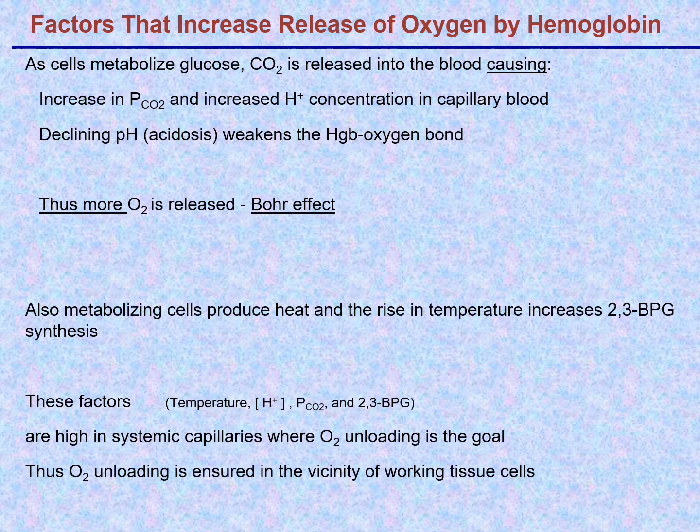And just to talk about it a little bit more, these factors, temperature, PCO2, hydrogen ion concentration, the BPG: your cells that are metabolically more active will be metabolizing more glucose in order to generate energy. And as they metabolize glucose, a process called oxidation of glucose, more CO2 gets released. CO2 is released in the cells and diffuses into the interstitial fluid and then into the capillaries and into the blood. So CO2 gets released, and that causes an increase in the PCO2 in the blood and also an increased concentration of hydrogen ions.